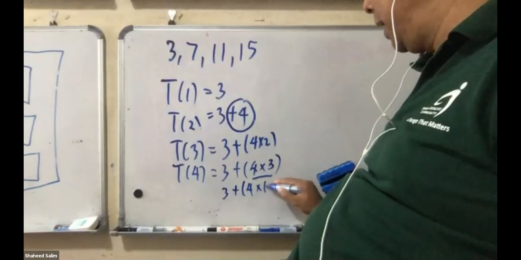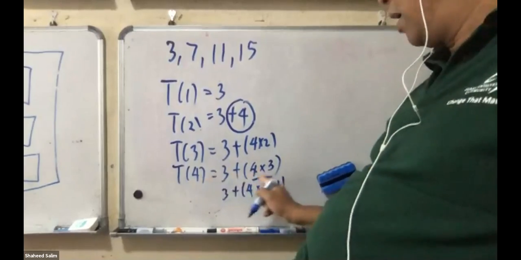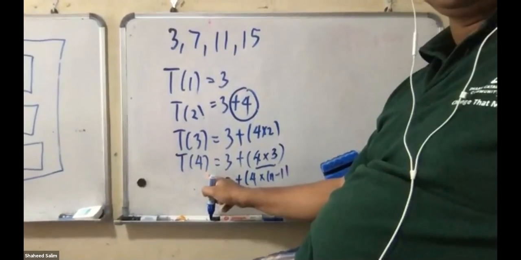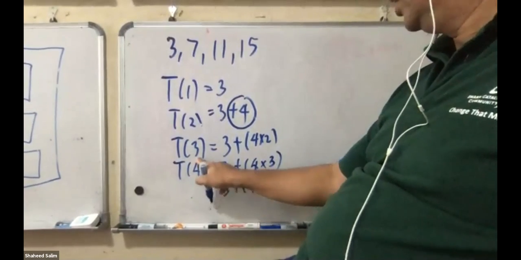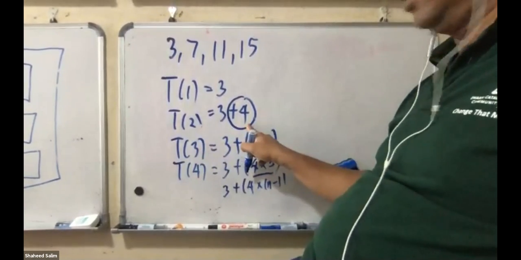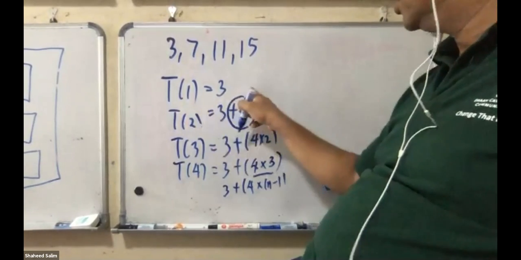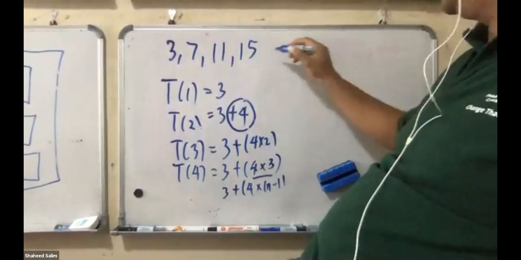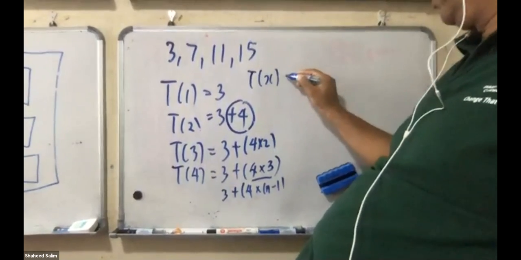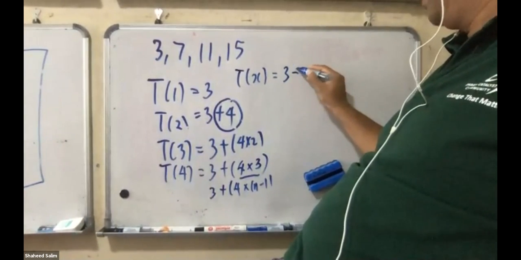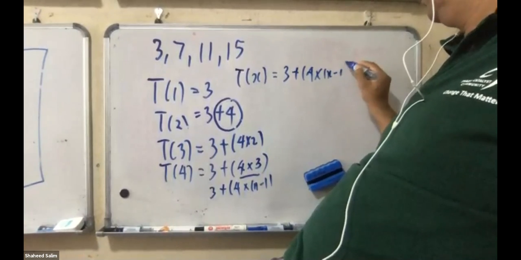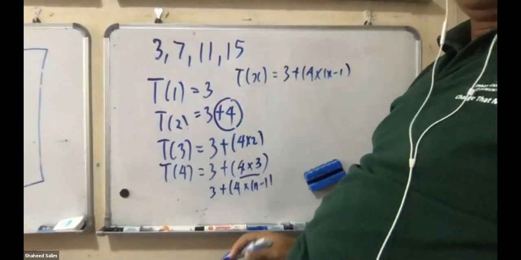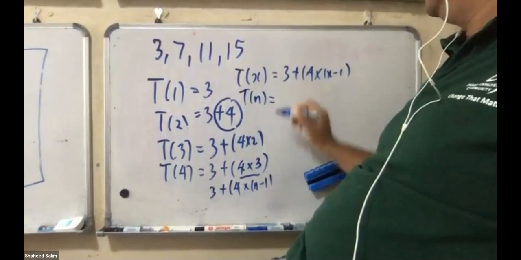4 times n minus 1, because this thing must be 1 less than this. Is 3 here, is 4 here. Is 3 here, is 2 here. Is 2 here, is 1 here. Is 1, is 0 here. It must always be 1 less than this. So now if we ask for the x term, 3 plus 4 times x minus 1 must be 1 less than this. So the nth term would be 3 plus 4 times n minus 1.